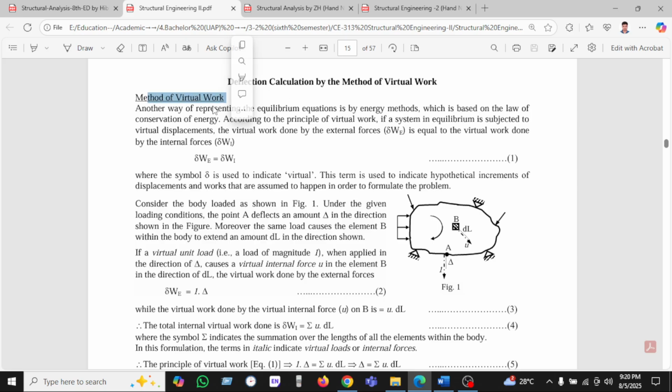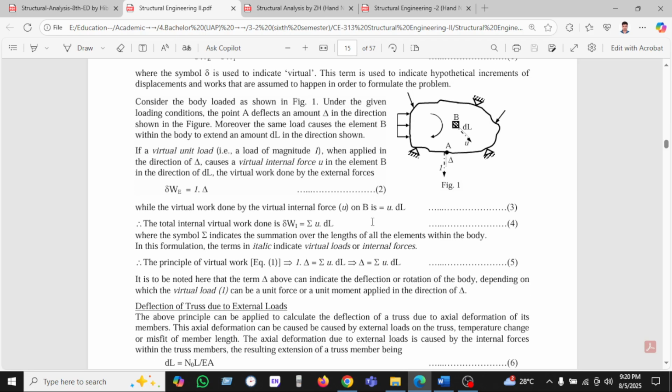Here the method of virtual work is another way of representing equilibrium equations by the energy method, which is based on the law of conservation of energy. According to the principle of work, if the system in equilibrium is subjected to virtual deflection, the virtual work done by the external forces is equal to the virtual work done by the internal forces. So external work done equals internal work done, where the symbol sigma is used to indicate virtual work.